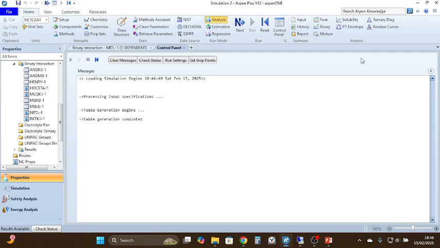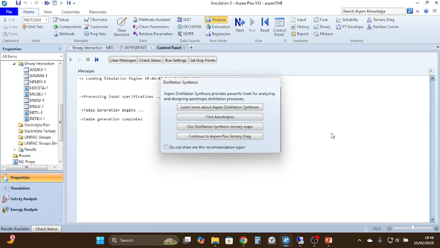Once that is done, we have to go to the ternary diagram. Whenever you select ternary diagram, you're going to get a dialog box like this. I would suggest that you do not check the button that says do not show me this recommendation again. It is better to have this dialog box so that you can access these many options.